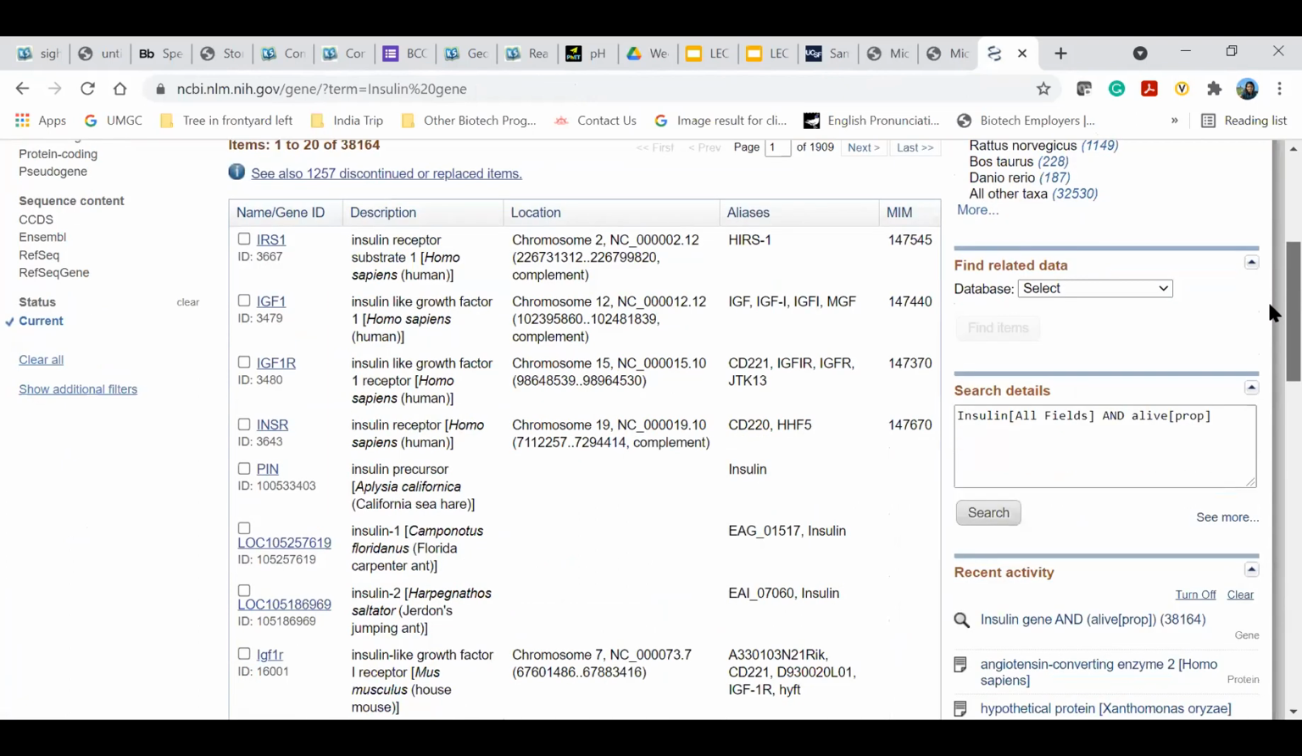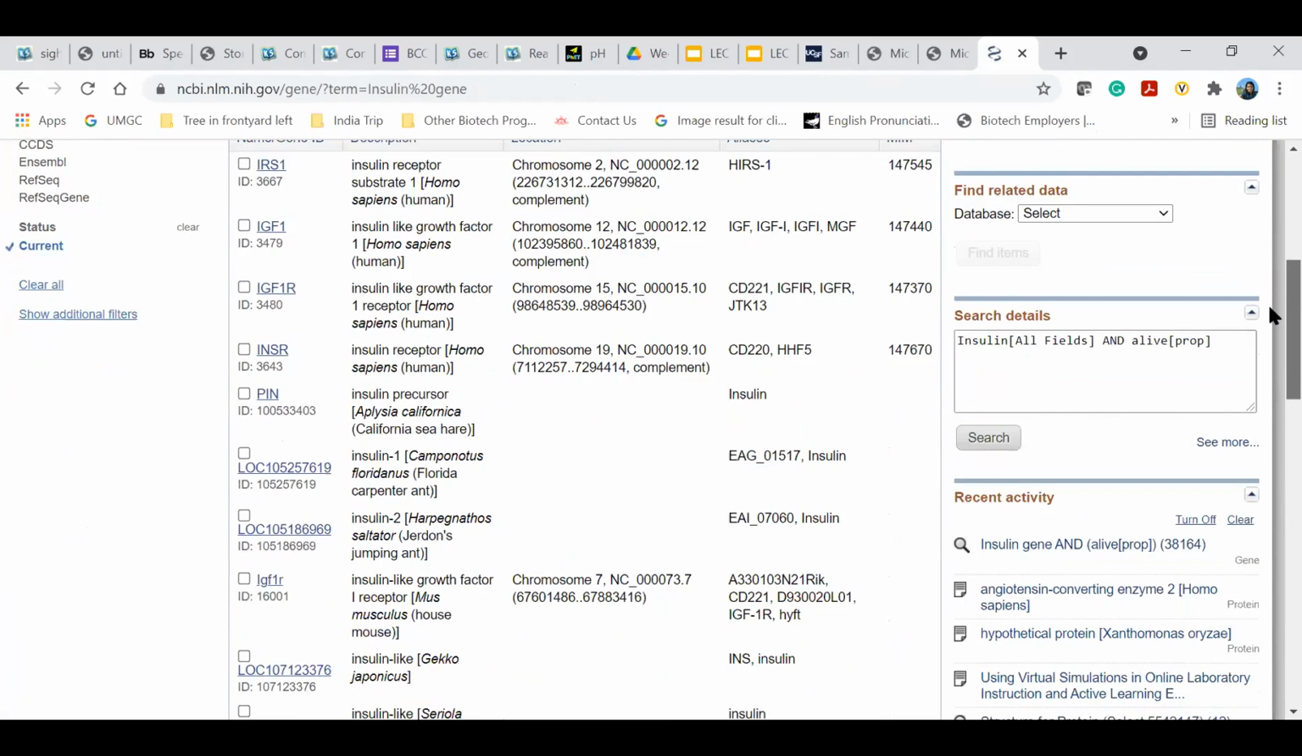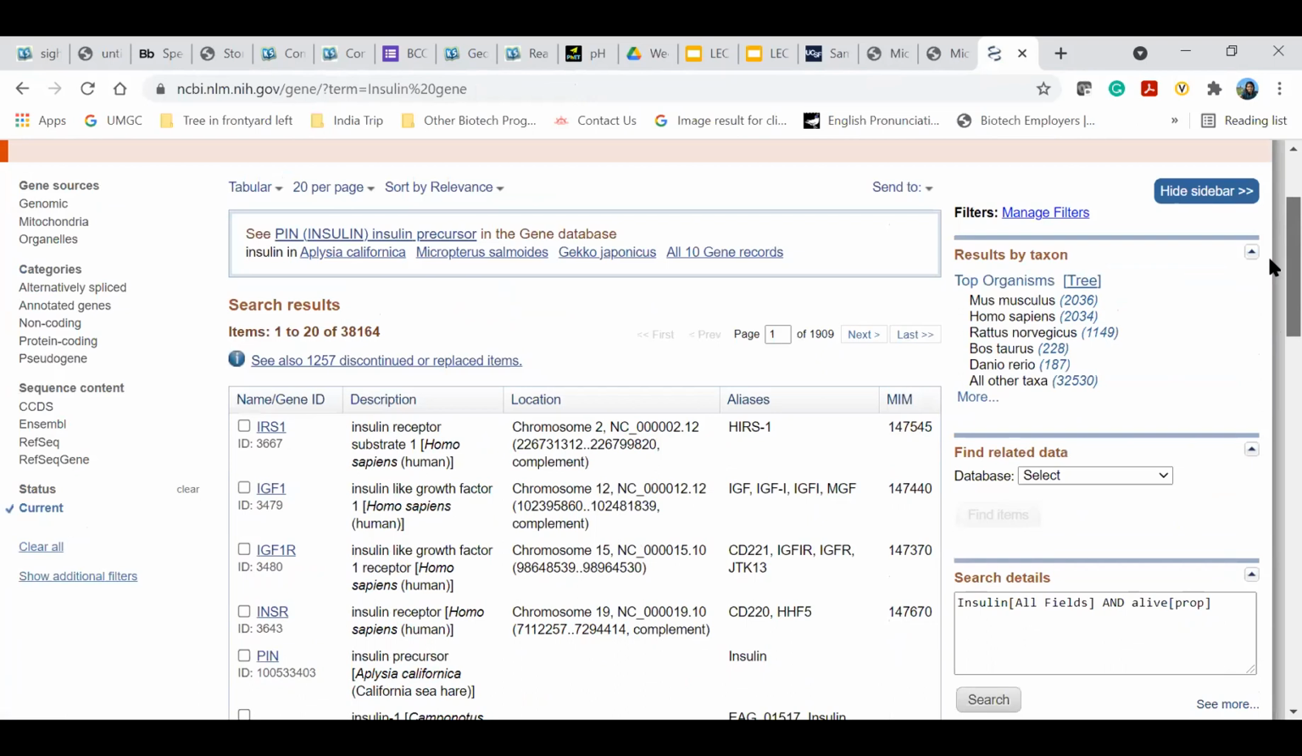I want to do Homo sapiens. If you see on the right-hand side here, Mus musculus is the mouse. Homo sapiens is us. Rattus norvegicus is the rat, and so on and so forth. Danio rerio, I think, is the zebrafish. There are all these different ones, and I'm just going to click on Homo sapiens because I'm interested in seeing the human genes.